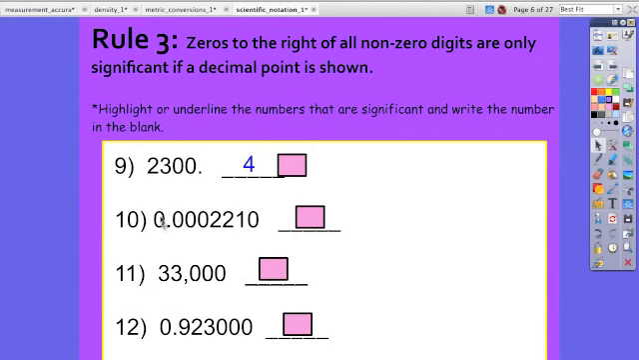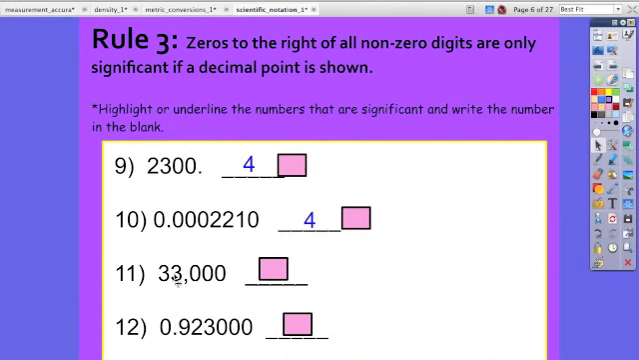Here, these are just placeholders. We don't take these into account, but this one is significant because it is a 0, it's not a 1 or 2 or 3. So this is what I got from my balance or from my graduated cylinder or my ruler. This measurement is accurate up to this point. So we have 4 significant figures.